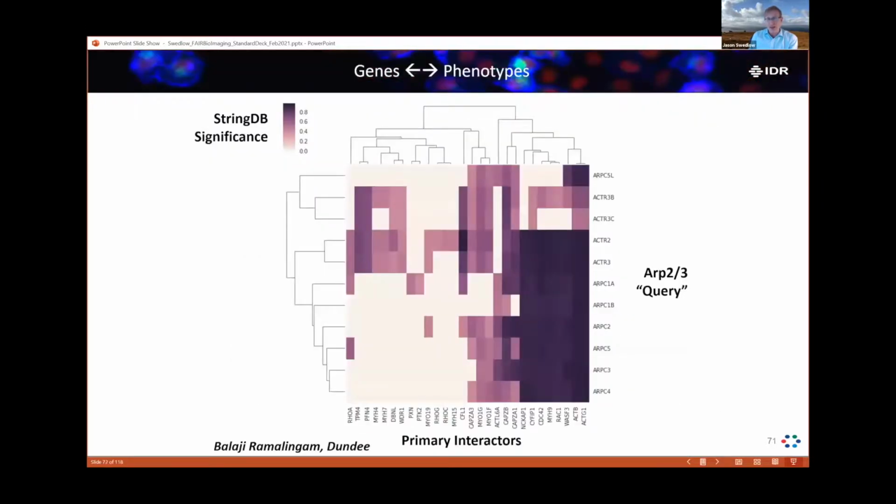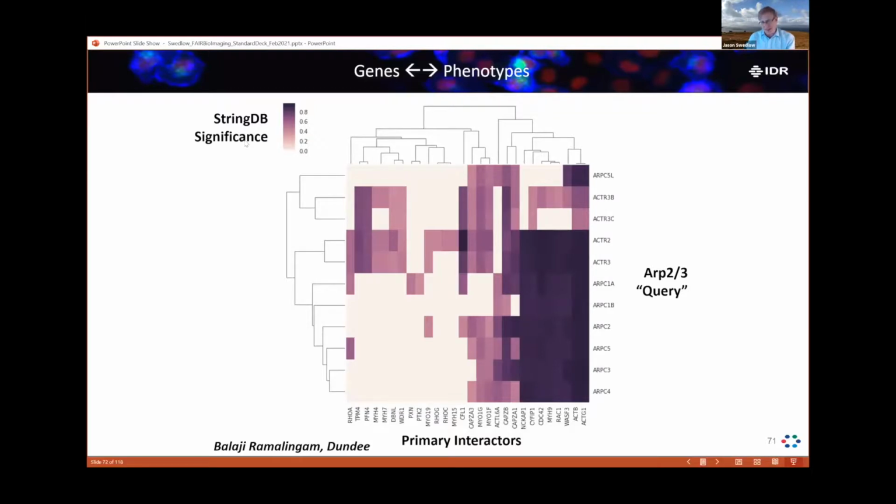And so what's interesting about that is that if we ask IDR, tell us the phenotypes associated with genes, and then take those phenotypes and say, tell us the genes associated with those phenotypes, this is an example of what we get out of that. So these are gene names. This is, again, ARP23. And the horizontal axis here are the genes that IDR says have similar phenotypes as ARP23. We take those gene names and then we query STRING.